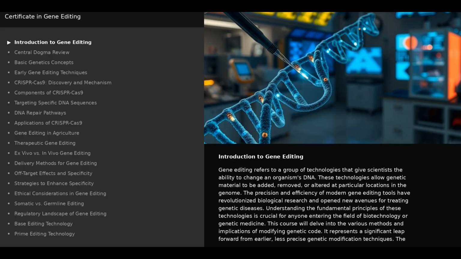This course will delve into the various methods and implications of modifying genetic code. It represents a significant leap forward from earlier, less precise genetic modification techniques. The ability to make targeted changes to DNA has profound implications across many scientific disciplines.